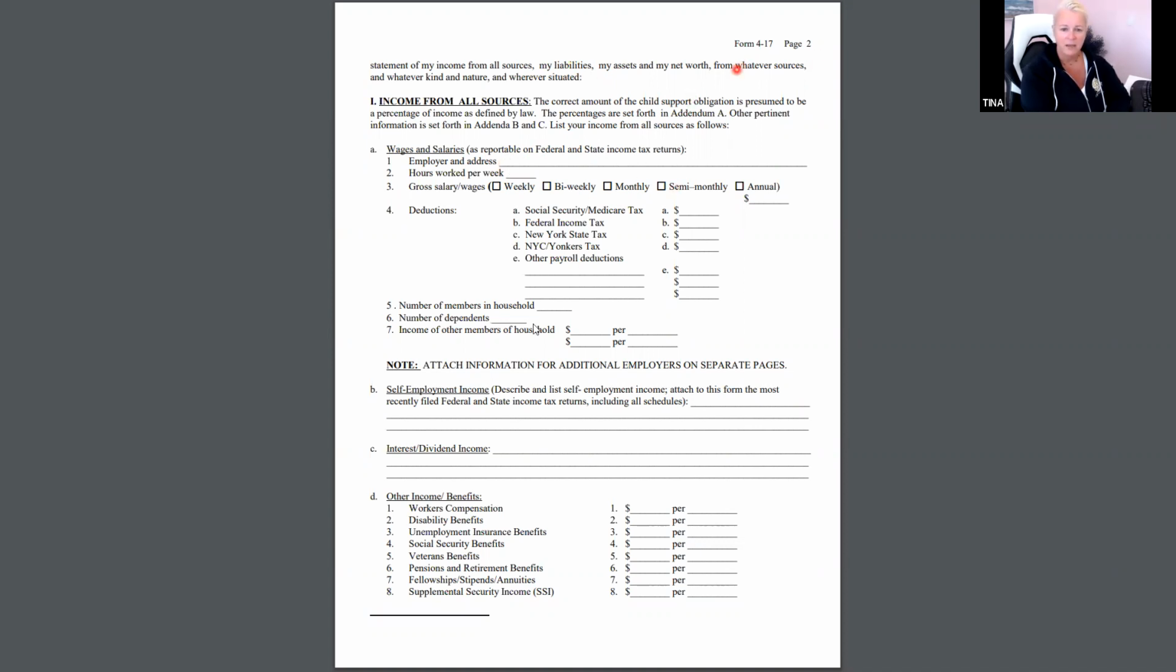Okay. So don't say that you're not earning income from any other source, and then we find out there were 4 other sources of earned income. Right. So the other thing is wages and salary, employer and address. If you're self-employed, write self-employed, but you most likely have a name that you call yourself. Hours per week. Self-explanatory. How do you get paid? Weekly, bi-weekly, monthly, and so on, right?